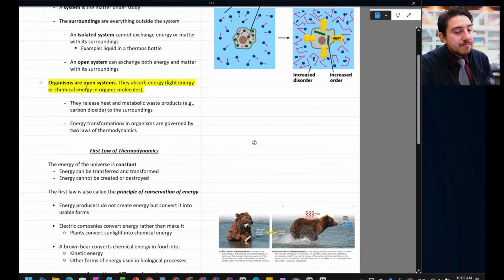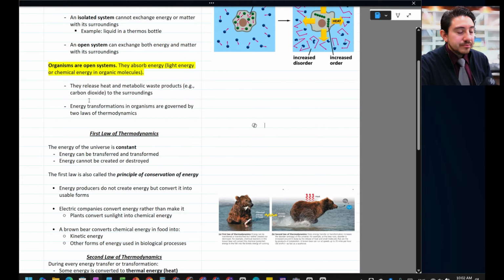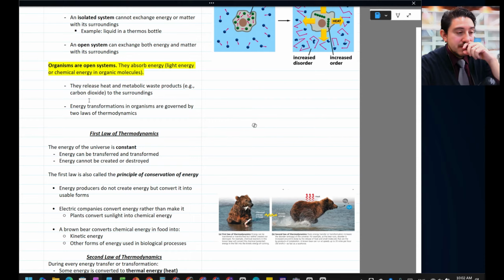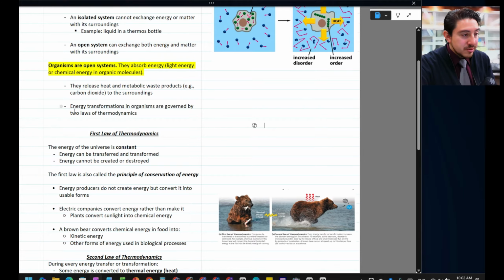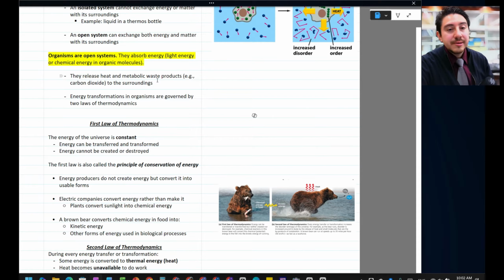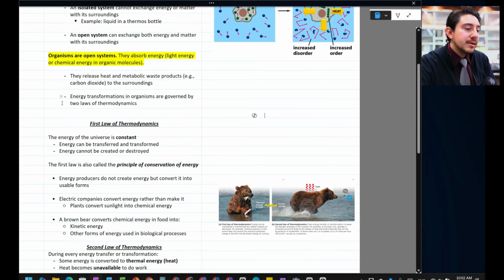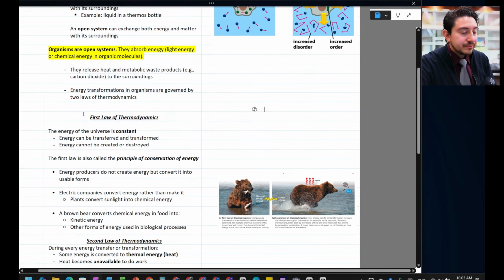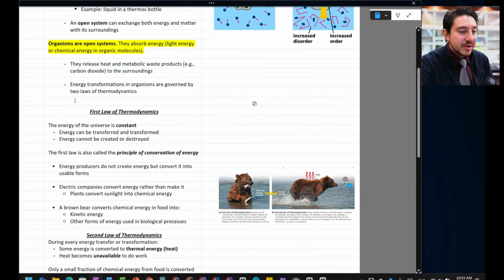They absorb energy in any form, chemical energy, or light energy in the case of plants, and so forth. One thing that these systems do is release heat and metabolic waste products. We're always releasing heat, and we're releasing waste products, carbon dioxide, and water vapor as we exhale, for example, to the surroundings. And again, you're always having energy transformations, and these energy transformations are governed by two laws of thermodynamics.